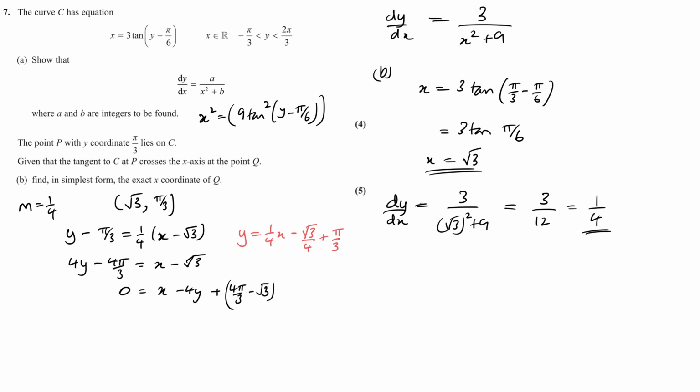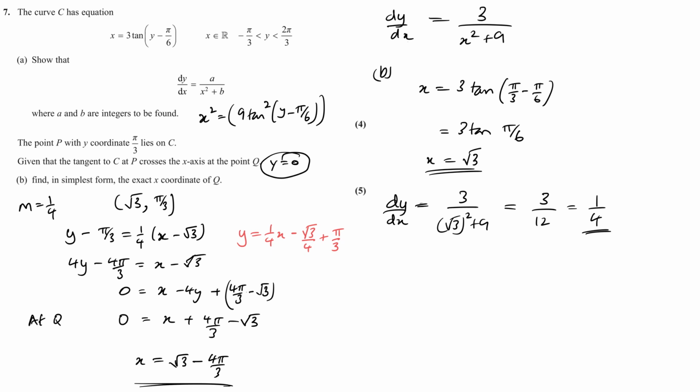So at the point Q, y equals 0. That's what we know at point Q, don't we? It's where it hits the x-axis. So now at Q, the y would disappear, plus 4π/3 minus root 3, and we want just x, so x equals root 3 minus 4π/3, and that is the exact answer, so that is it.